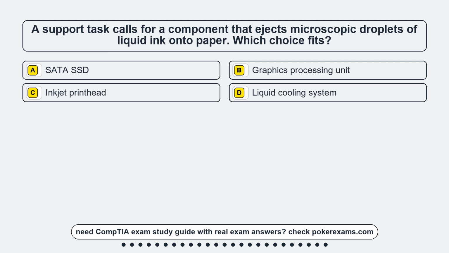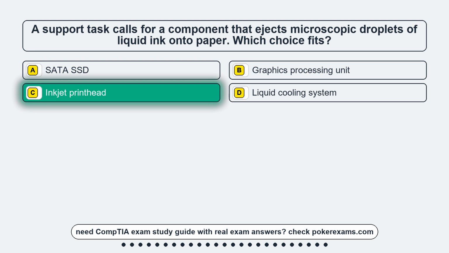Question 22. A support task calls for a component that ejects microscopic droplets of liquid ink onto paper. Which choice fits? Option A. SATA SSD. Option B. A graphics processing unit. Option C. Inkjet print head. Option D. Liquid cooling system. The correct answer is option C.